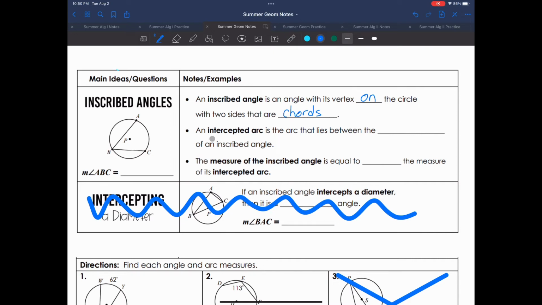I'm defining something called an intercepted arc, and I will show you what that is. That is the arc that's in between the two endpoints. Okay, we call it an intercepted arc. So an intercepted arc is the arc that lies between the endpoints of an inscribed angle, just that.